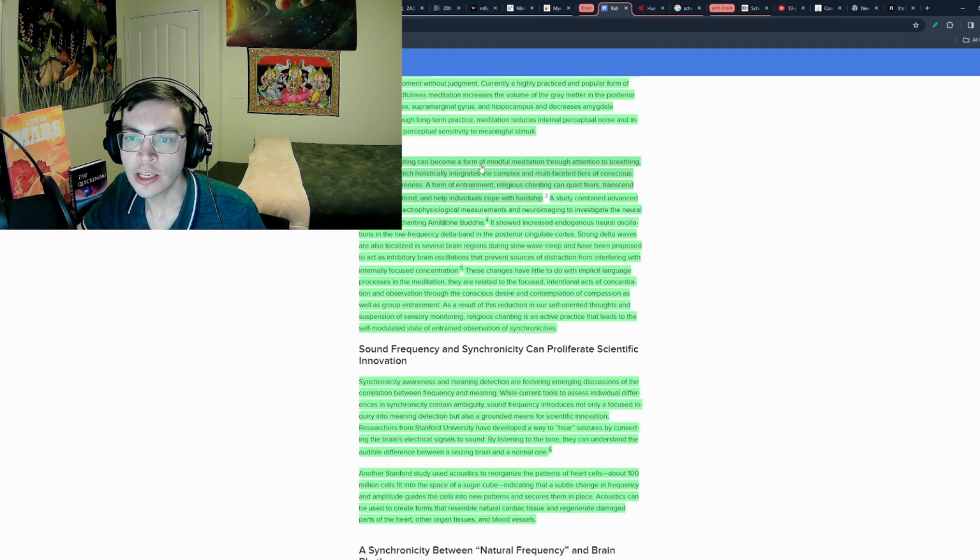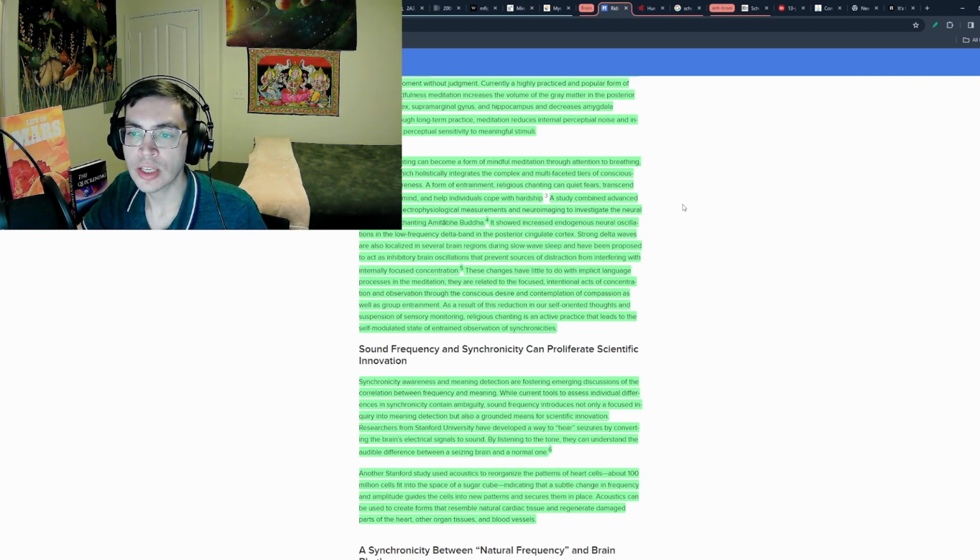Religious chanting can become a form of mindful meditation through attention to breathing and prayer, which holistically integrates the complex and multifaceted tiers of consciousness and awareness. A form of entertainment, religious chanting can quiet fears, transcend the quotidian mind, and help individuals cope with hardship. A study combined advanced multimodal electrophysiological measurements and neuroimaging to investigate the neural correlates of chanting Amitabha Buddha.